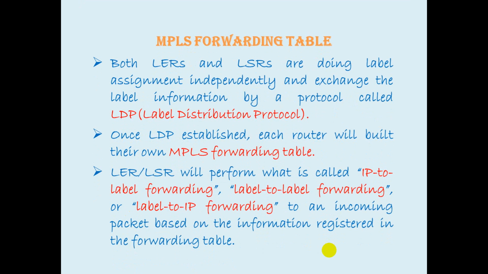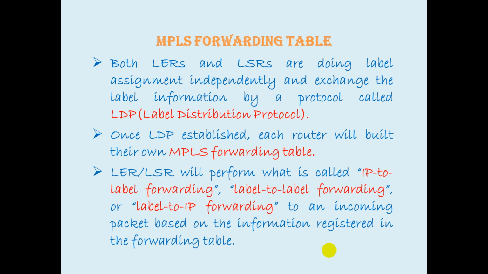Now the MPLS forwarding table. Both LERs and LSRs do label assignment. They take the IP networks and convert them into labels, and they keep exchanging this label information from one router to other routers. This is done by the label distribution protocol. Once LDP is established, each router will build its own table. Like the IP routing table has routing information, similarly MPLS forms one table, which is the MPLS forwarding table.